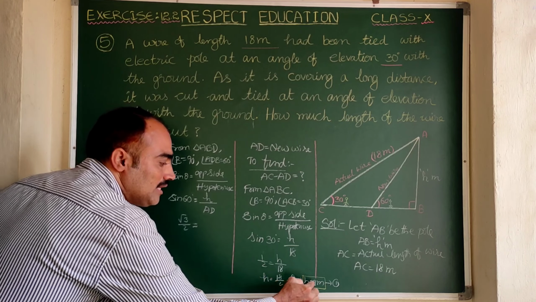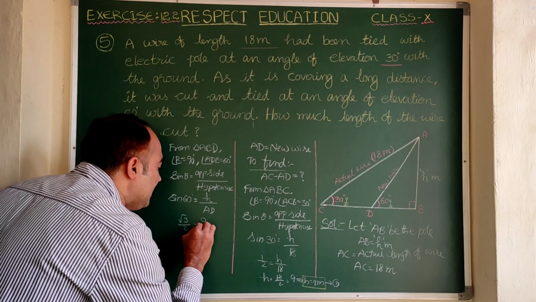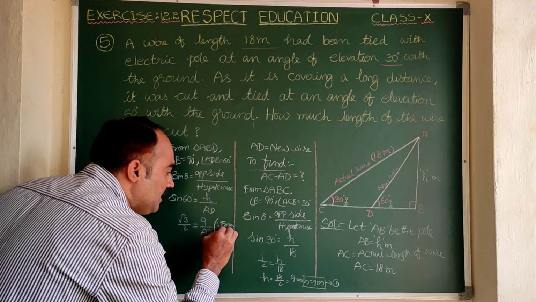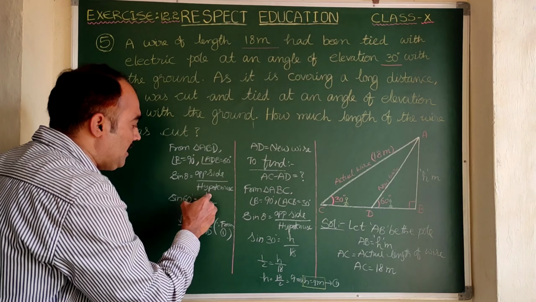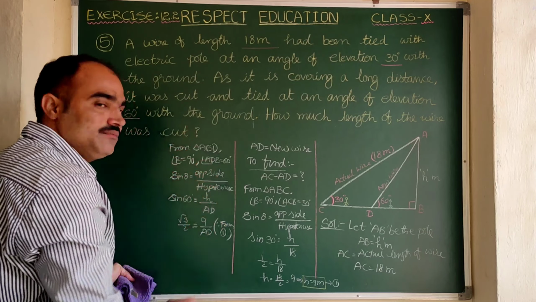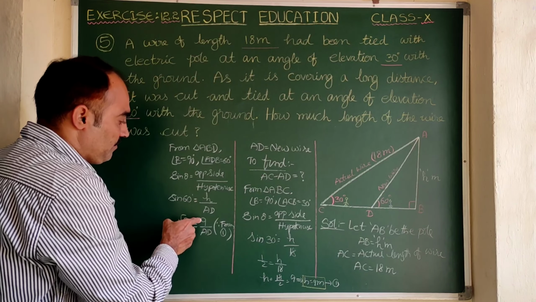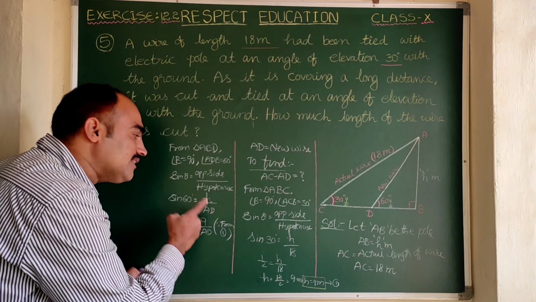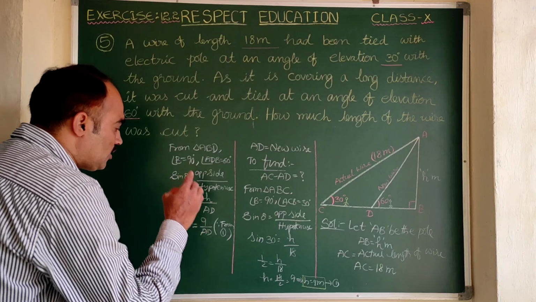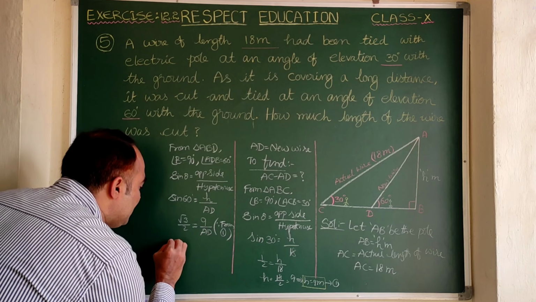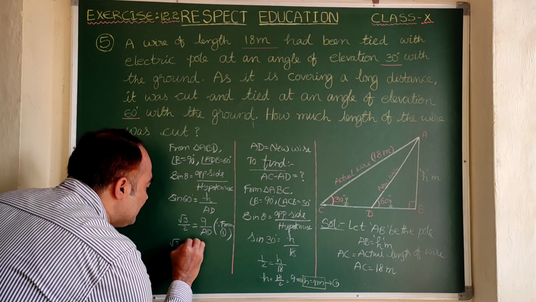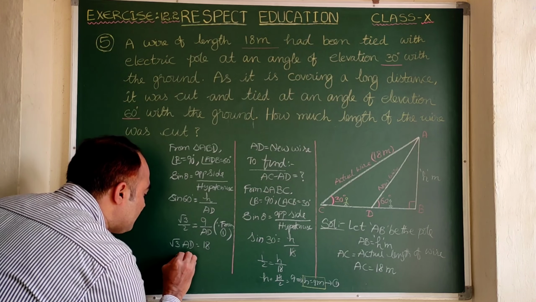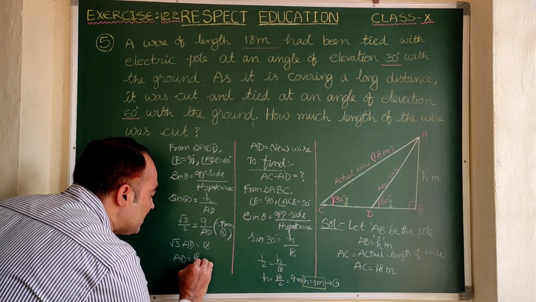Already the H value is known, that is 9. So 9 by AD. Since from equation 1 we replaced H with 9. Right. Now let us do cross multiplication. Here root 3 into AD is equal to 9 into 2. 9 2s are 18. Now AD is equal to 18 by root 3.